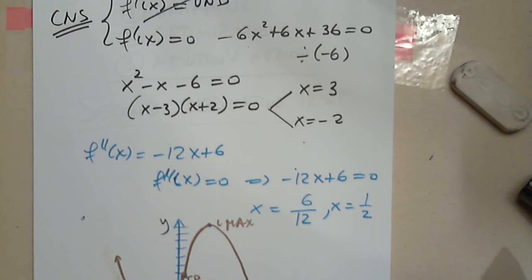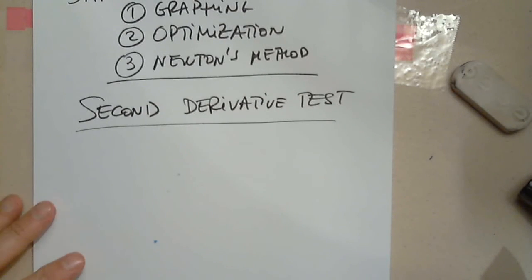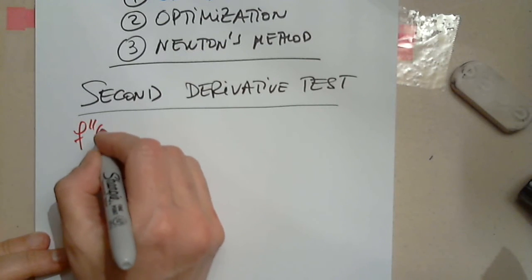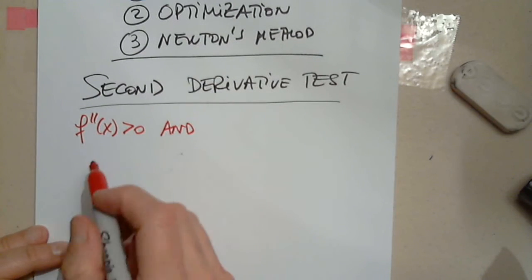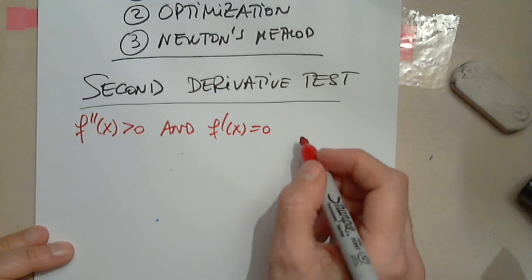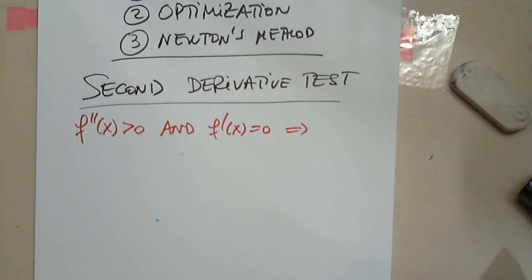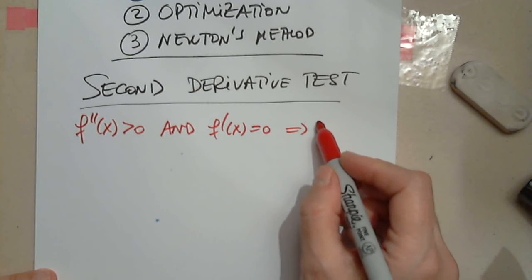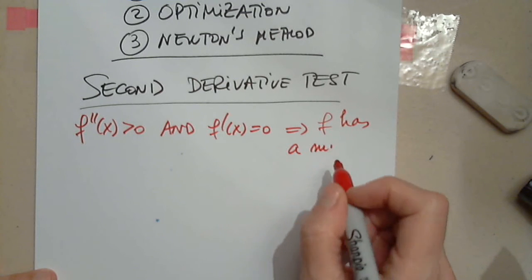So, again, as the second derivative test, I'm going to write this. The second derivative is positive. And in that territory, f prime is 0. Then this point is a minimum. F has a min.